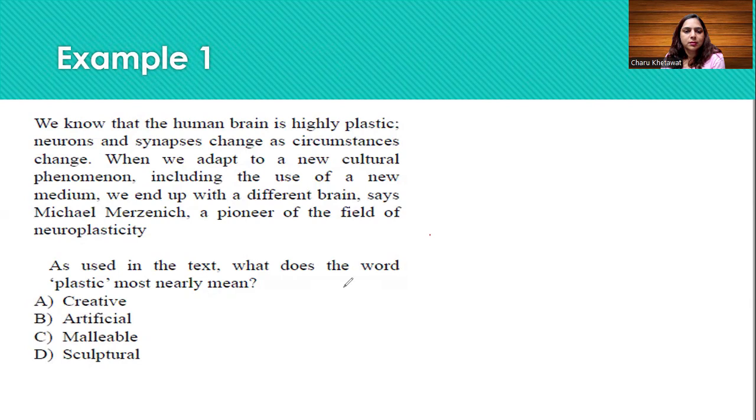So let's look at this question. As used in the text, what does the word plastic most nearly mean? First I find the word plastic. I can create a blank here. We know that the human brain is highly dash. And I noticed a semicolon. By the way, semicolons and colons are very good keywords to indicate where the clue is. So the clue will be after these indicators. Neurons and synapses change as the circumstances change. So it keeps changing.